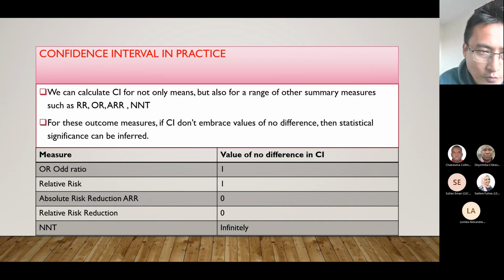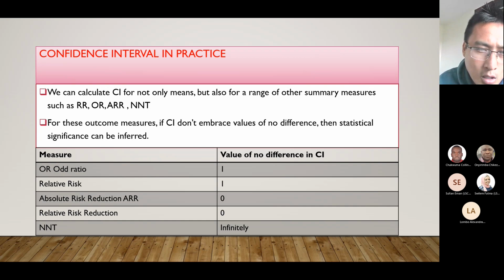Okay, so confidence interval. We can calculate confidence intervals not only for means but also for other measures. For the outcome measure, if the confidence interval embraces the value of no difference, the statistical difference cannot be interpreted. No difference means there's no difference between the groups. In practice, for the odds ratio the value of no difference is 1, relative risk is 1, absolute risk reduction is 0, relative risk reduction is 0.